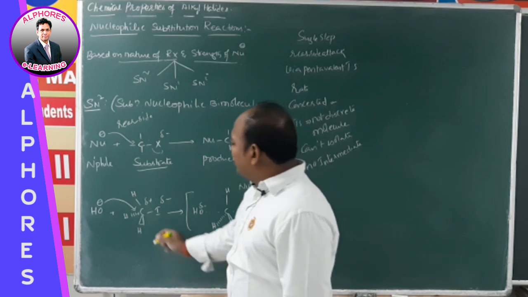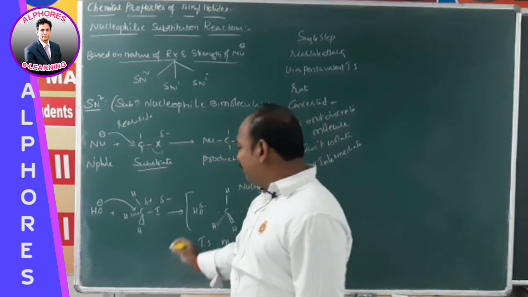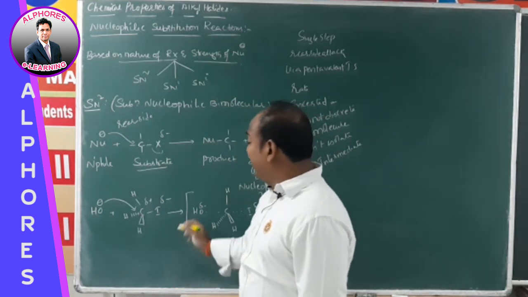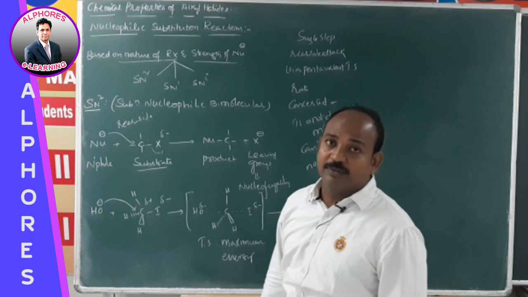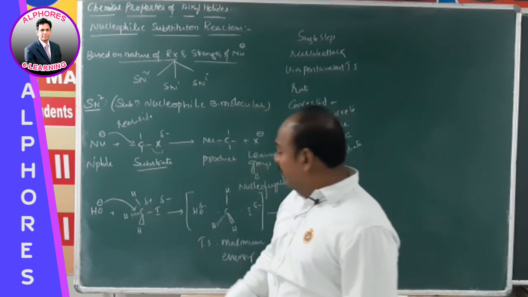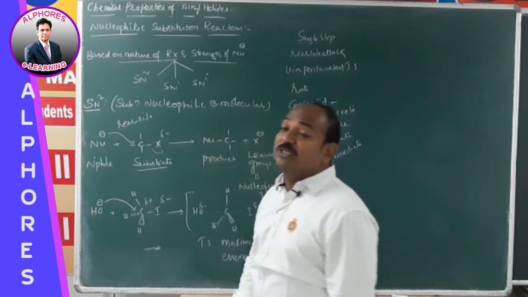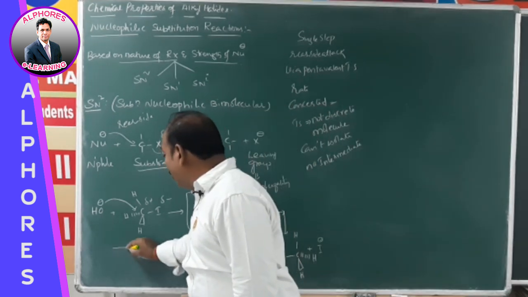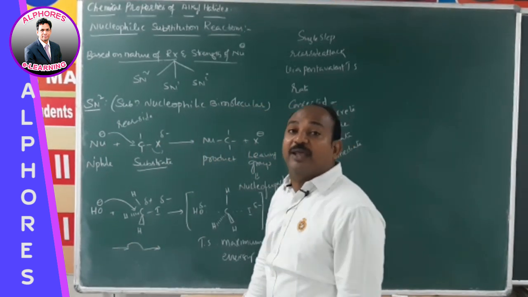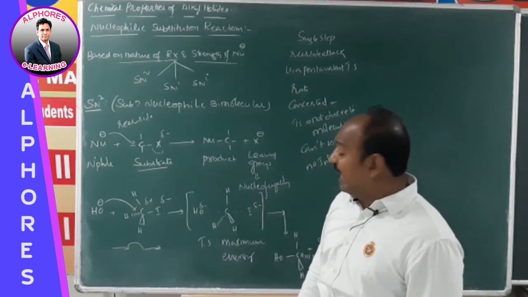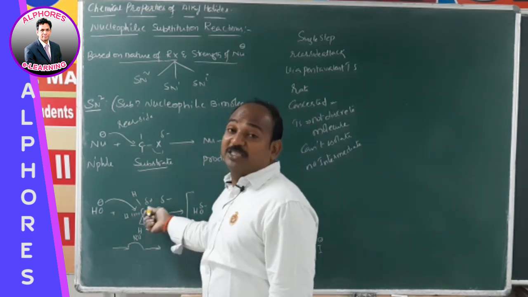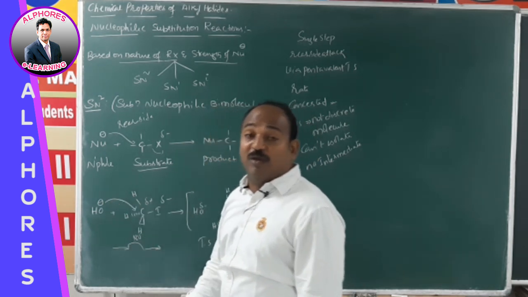Now why does it approach from the rear side? Why not from the front side or from some other angle, like 90 degrees? What do we mean by rear side? Rear side means that if the leaving group is departing in one direction, the attacking nucleophile approaches from the opposite direction, so the angle between these two is maintained at 180. Why do they maintain a 180 degree bond angle between the departing group and the attacking nucleophile?